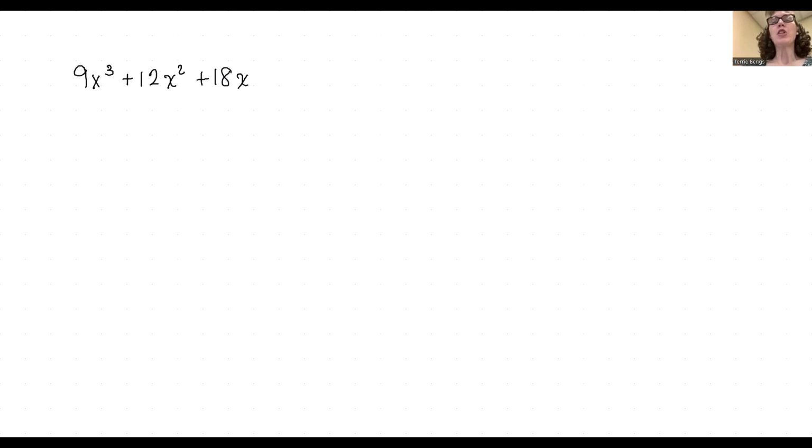To be able to determine this, we're going to start by breaking this problem down. We have 9x cubed plus 12x squared plus 18x. First we're going to separate all of our numbers on one side, and put all of our variables on the other side. And we're always going to start with our smallest number.